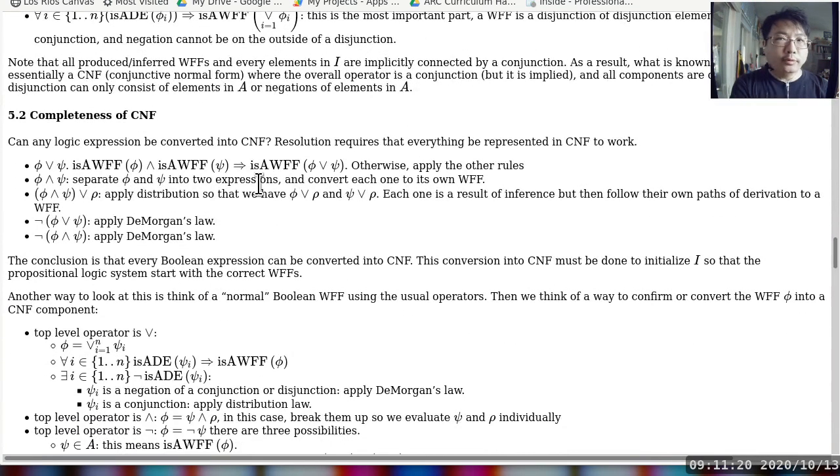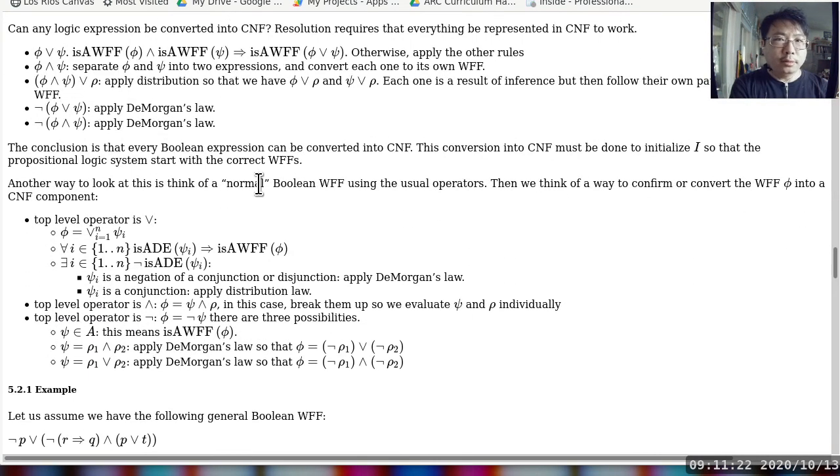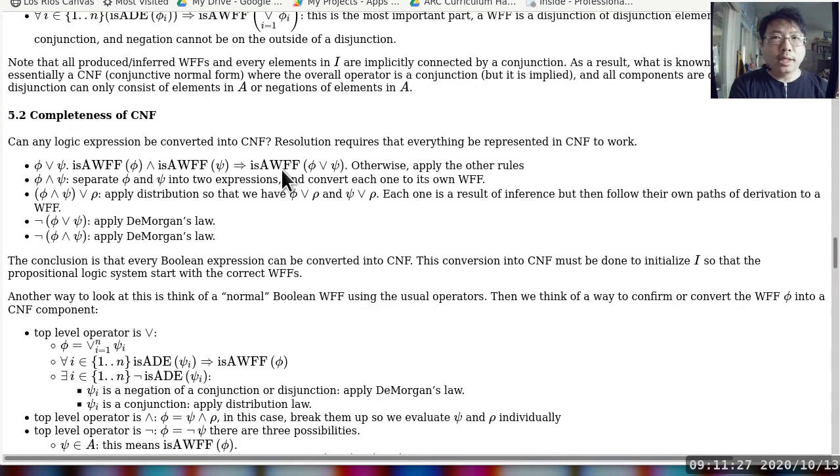Section 5.2, we touched on this already last week as well. It really is asking, if you just give me some random Boolean expression that is quote unquote correct, can we always convert that Boolean expression into a conjunctive normal form? A conjunctive normal form has a very specific format. A conjunctive normal form is the conjunction of this.